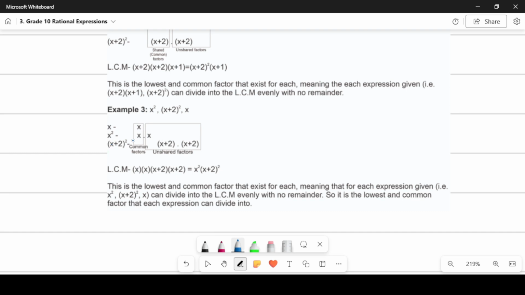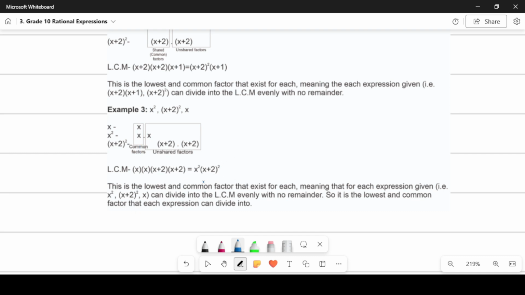And x plus 2 all squared can be broken down only into x plus 2 and x plus 2. This x and that x have a pair, so we can group them. This x is on its own, so you can't. It'll be an unshared factor. This x plus 2 will be an unshared factor, and this x plus 2 will be an unshared factor. So it'll be your shared multiplied by your unshared. So it'll be 1x from there, multiplied by another x, multiplied by x plus 2, multiplied by x plus 2. So therefore we get x squared into x plus 2 all squared.